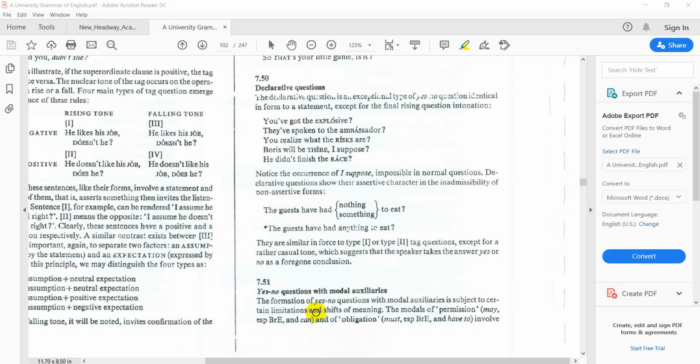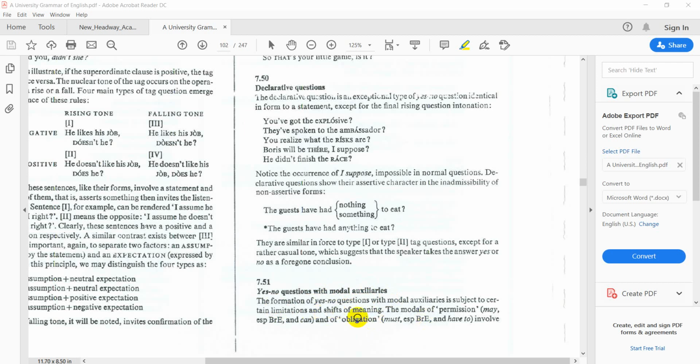Today we are going to continue our lecture and discuss section 7.51, yes-no questions with modal auxiliaries. Of course, this type of yes-no question requires full attention since modal auxiliaries have meaning. So if you ask by them, it means you are asking by their meaning. So let's have a look at them.